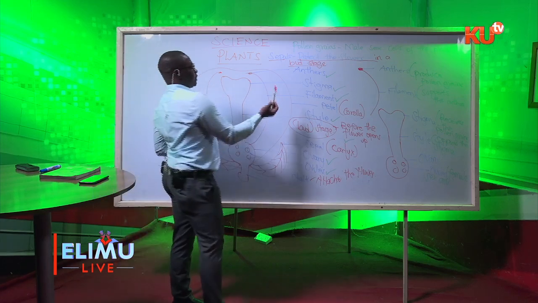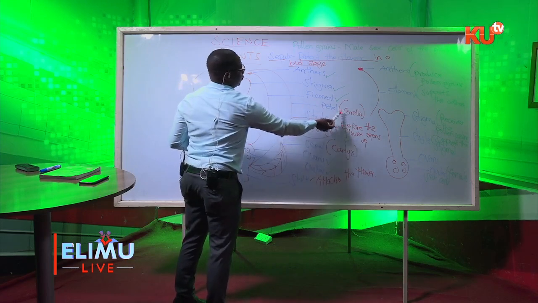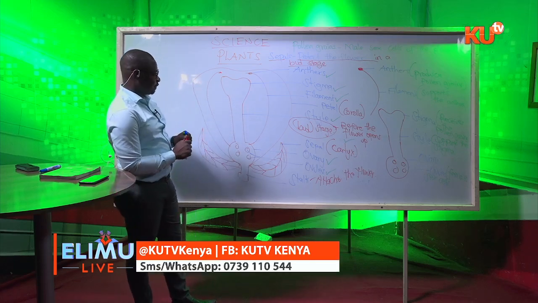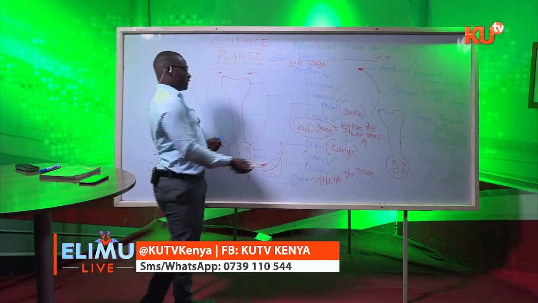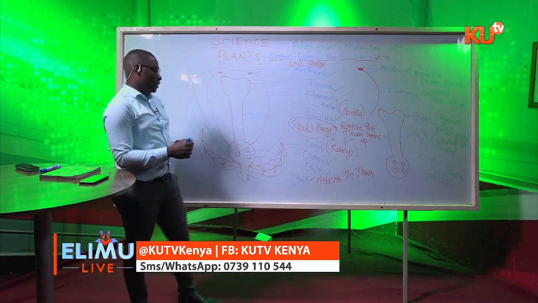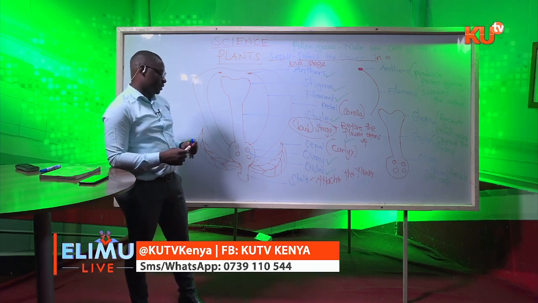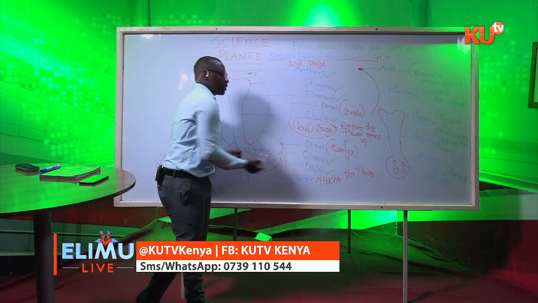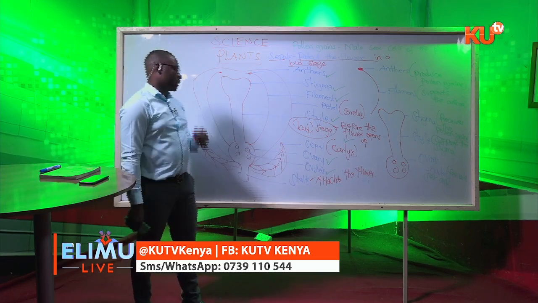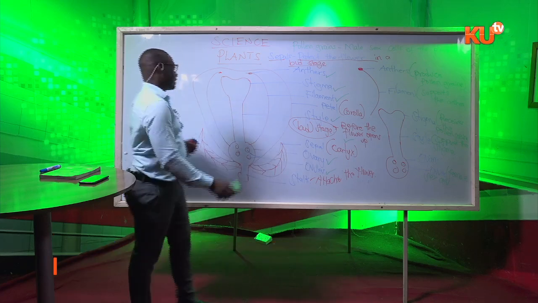The other parts: we have the petals, also called the corolla. They attract insects in insect-pollinated flowers. And then we have the sepals, collectively called the calyx, which protect the flower in the bud stage. Then finally, we have the stalk, and the stalk attaches the flower to the plant. So those are the parts.